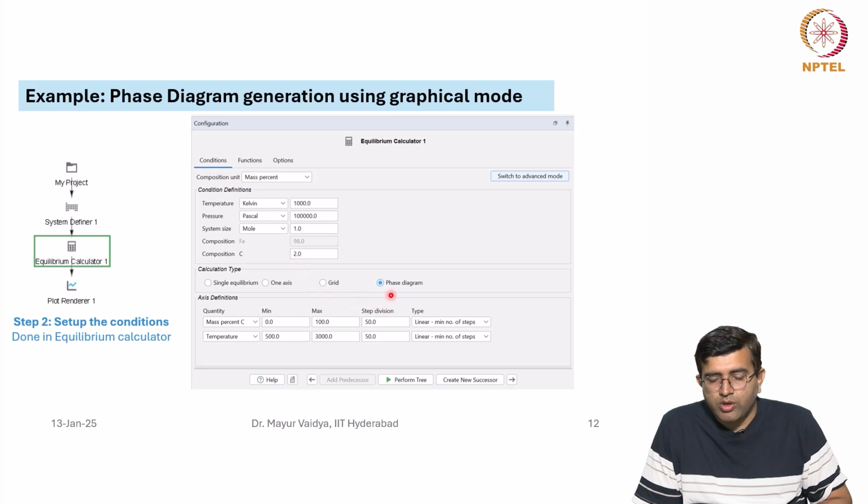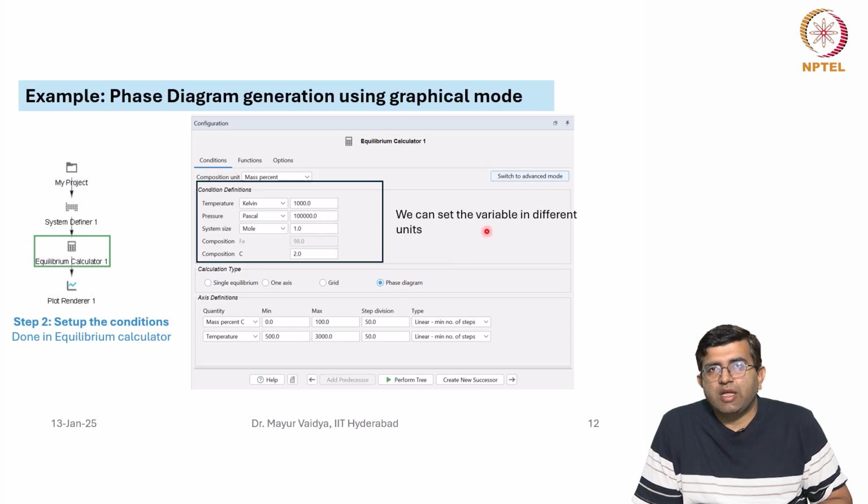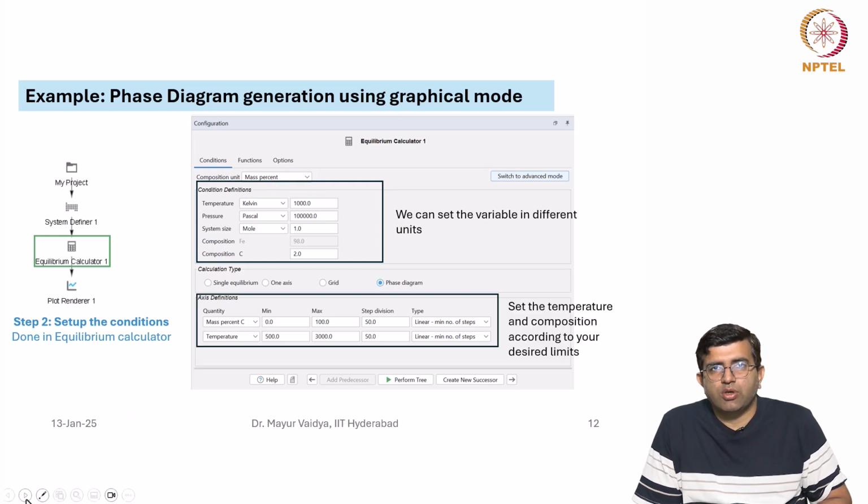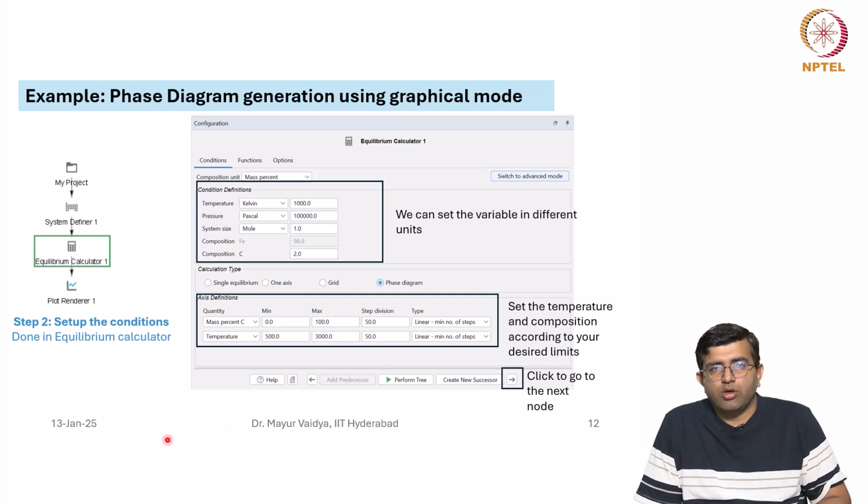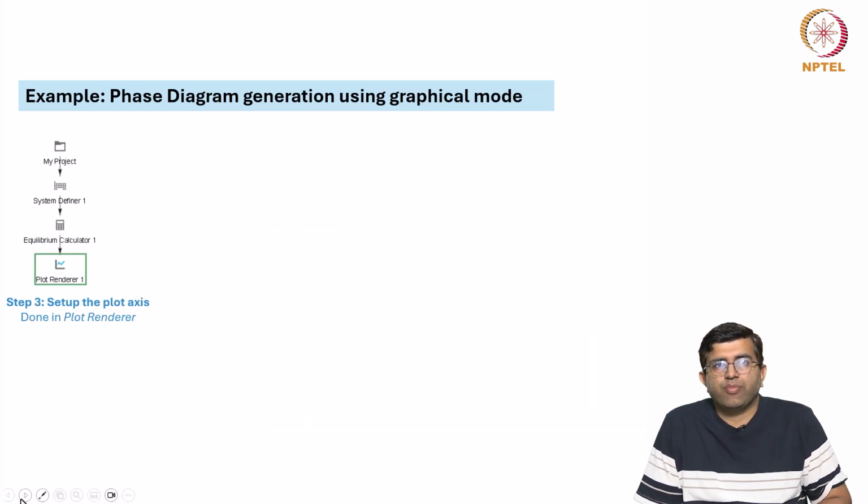And then what you want to do is phase diagram, and these are the range of temperatures, and this thing you can define on the axis. We can set the variable in different units also. Here you can change the unit if you want volume percent, atom percent, etc. Again, you can set the temperatures and compositions according to your own desired limits.